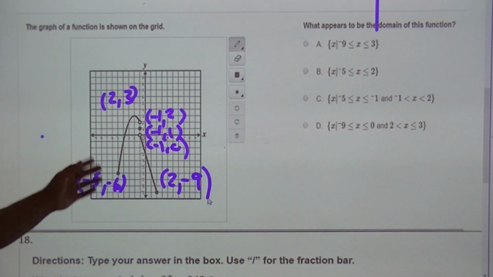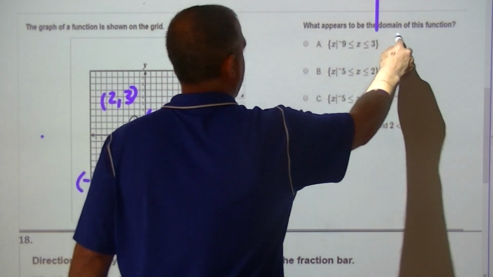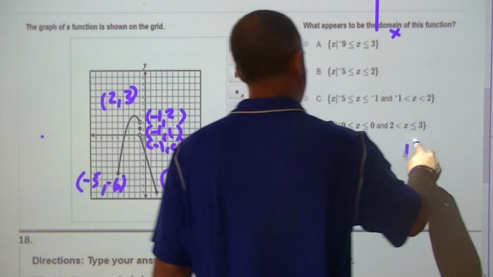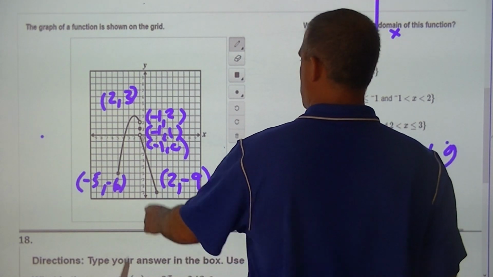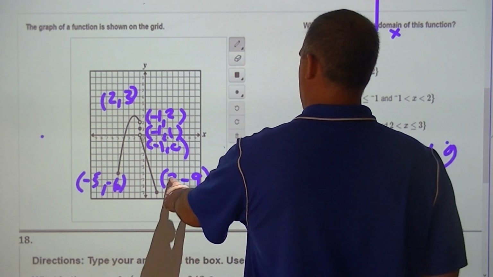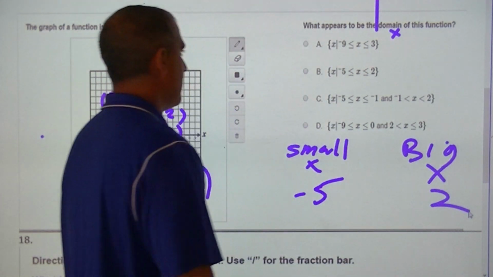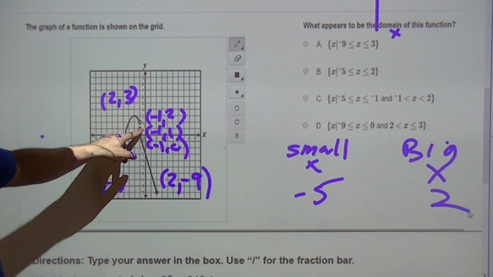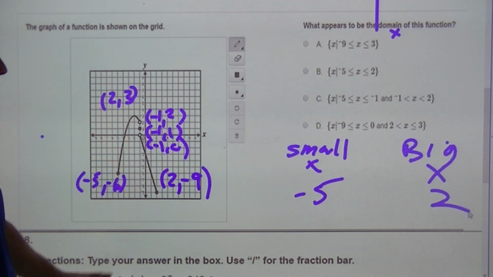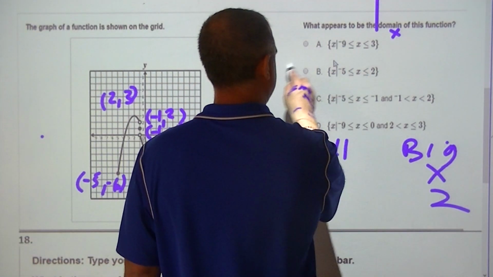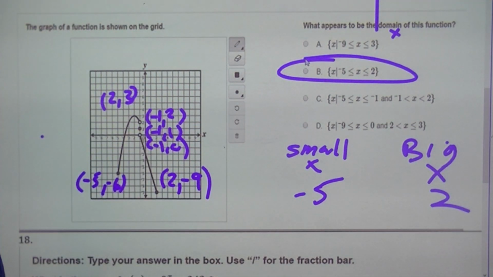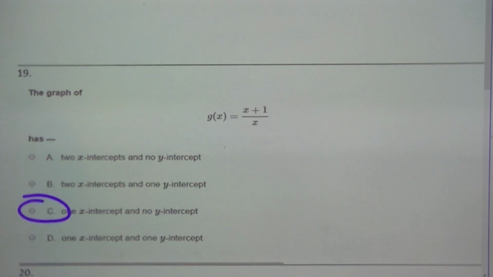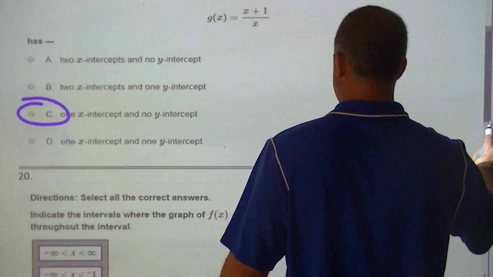Okay, so what appears to be the domain? Remember, domain is x. So your smallest x and biggest x. Okay, so my smallest x is negative 5. My biggest x is 2. All right, now, since they're trying to trick you here with all these points, but since you got a filled in one there, you're fine. So the smallest to biggest that obviously would have to be that one. Okay? All right? I've got that done. 18 is done. 19 is done.